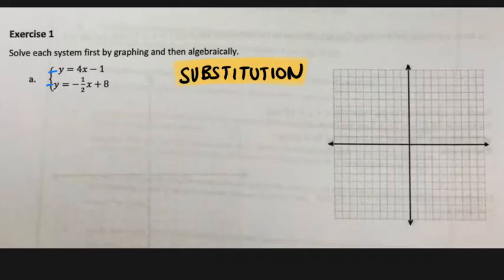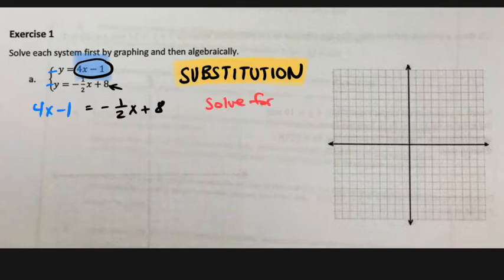In this case, I have both of my equations set up to solve for y. So I could pick either one of them. I'm going to go ahead and pick 4x minus 1 to stand for my y, and I'm going to plug it into my second equation here. So basically what I'm going to do is substitute this y from my second equation with the 4x minus 1. And then I'm going to go ahead and solve for x.